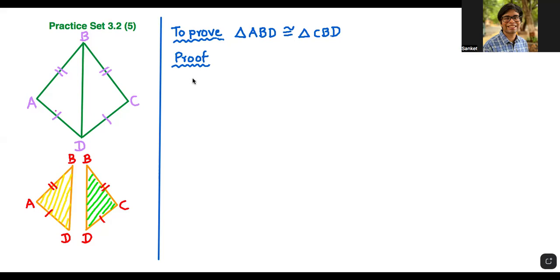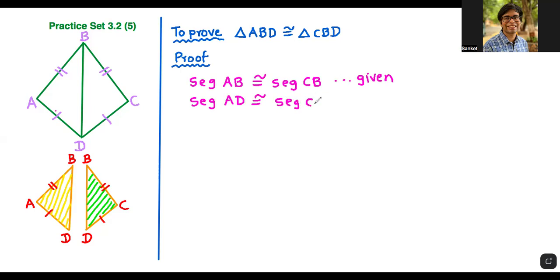So let us first start by writing seg AB is congruent to seg CB of the other triangle. And that is given. I always have to write reasons. Seg AD is congruent to seg CD of the other triangle. It's also given to me.